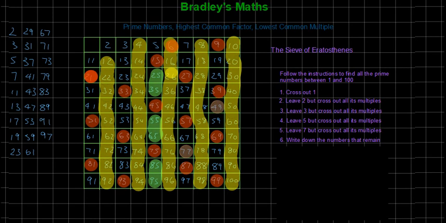So that is all the prime numbers between 1 and 100. There are 25 of them. You don't have to learn them. You do have to know how to find them. Remember, they all have one thing in common. They have only two factors. One of the factors is 1, and the other factor is the number itself.